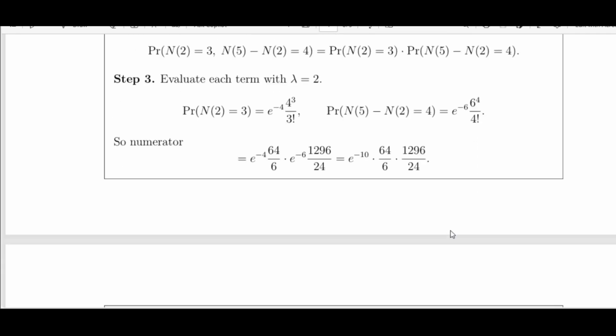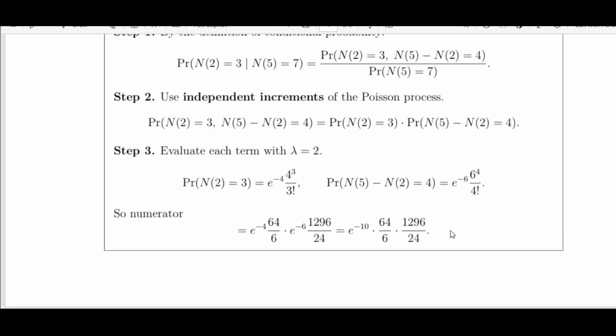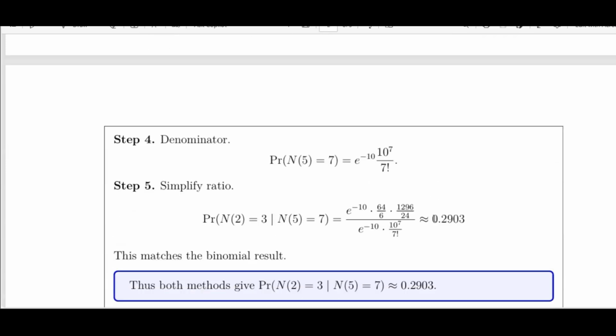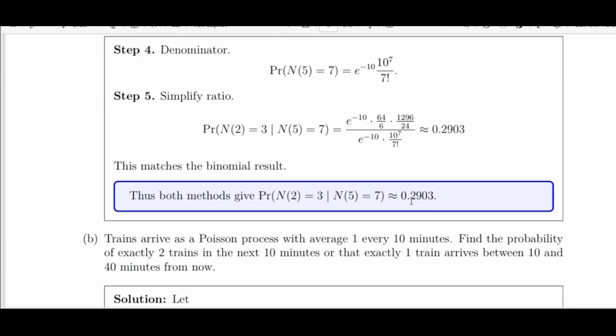Great. Let's look at the denominator. That probability is with time 5, so 5 times 2 is 10. Our lambda there is 10. So you can see it from here: 10 to the power 7 over 7 factorial, times e to the power negative 10. As we simplify, we get the same answer, 0.2903.